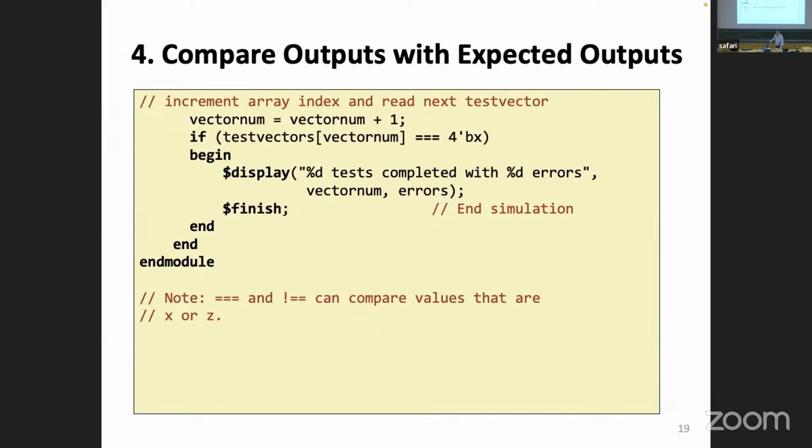Okay. Now we continue. Since we have looked at one vector, let's increase the number of vectors. So let's move to the next vector. And now we are making the funniest thing there. If test vectors vector num equal, 3 times equal 4'bx, what is happening?